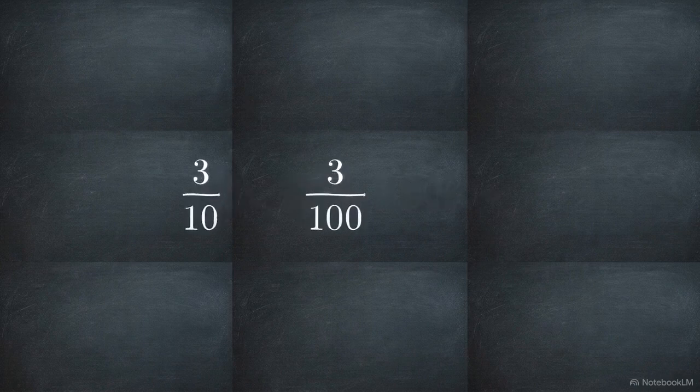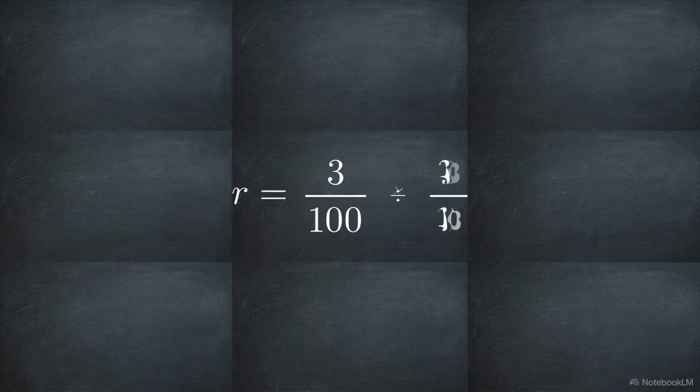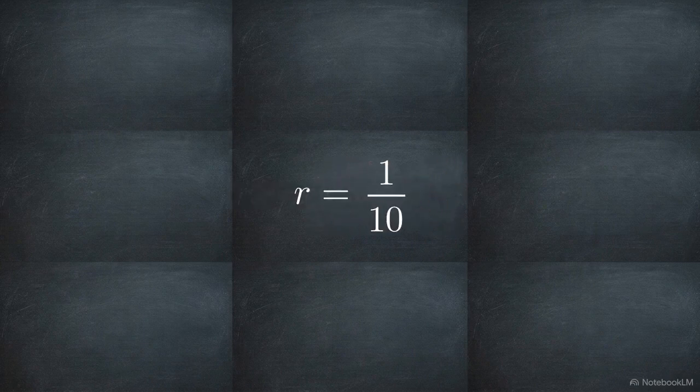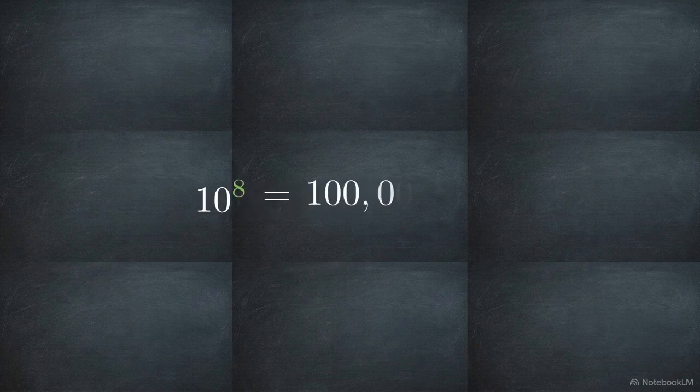Let's examine a sequence using decimals. This visual shows the terms 0.3, 0.03, and so on. The safest computational method is to convert these decimals straight into fractions: 3/10, 3/100. By dividing the second term by the first, we derive a clean fractional common ratio of 1/10. Working with fractions makes evaluating large exponents much easier.